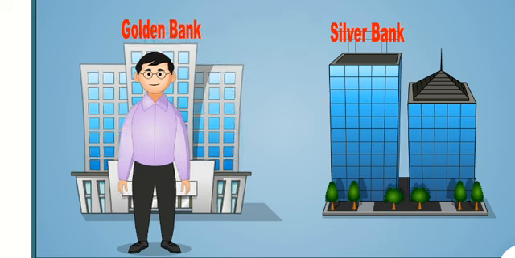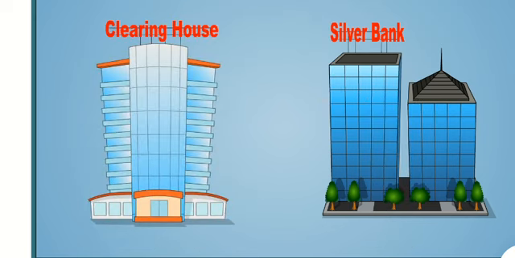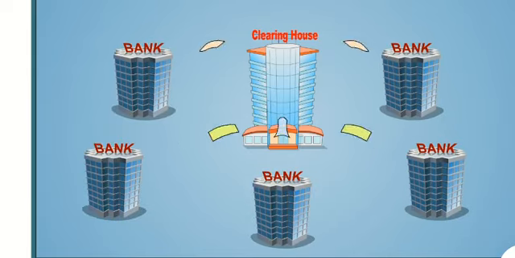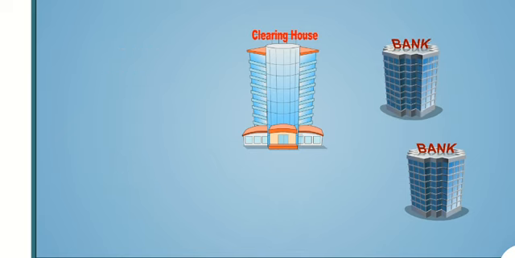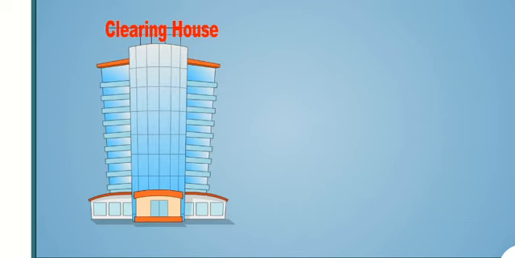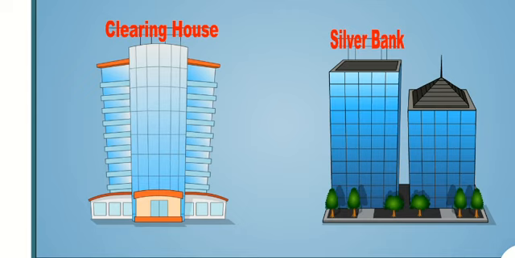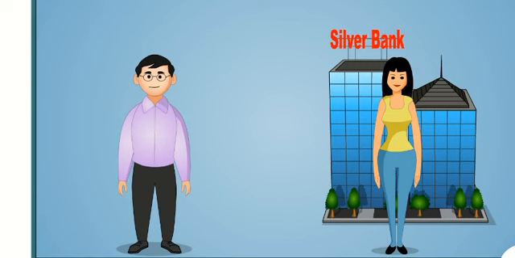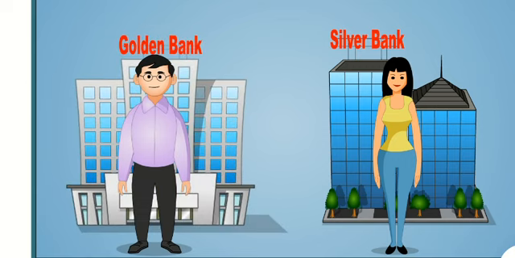Silver Bank then sends the check to the clearing house in the region. A clearing house is a place where all the checks received are sorted according to the banks that they come from. Can you recall which bank our check comes from? Let's trace it back. The check was sent to the clearing house by Silver Bank, which had received it from Sita. Sita received the check from Ram, and Ram has an account in Golden Bank. Thus, the check comes from Golden Bank.